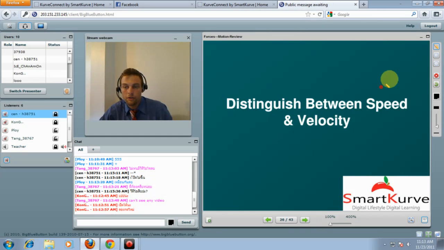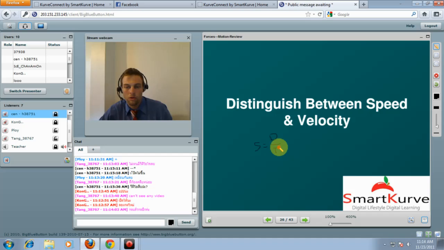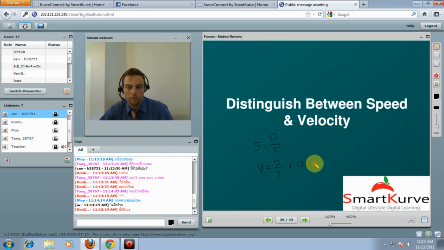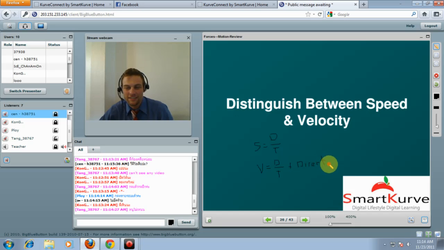Okay, this is very simple. We talked a little bit about this before. Speed is distance over time. Velocity is distance over time plus a direction.